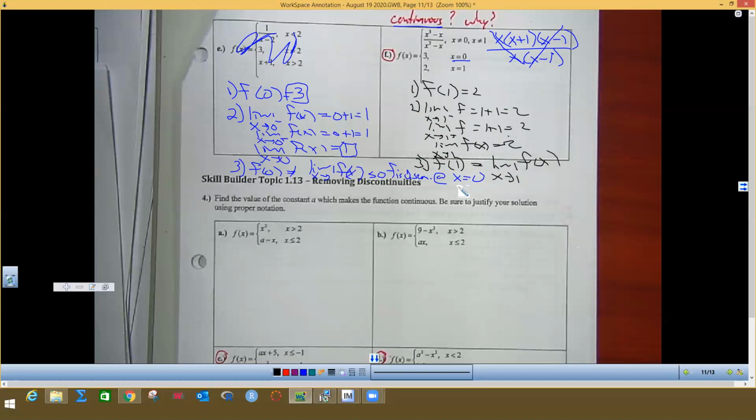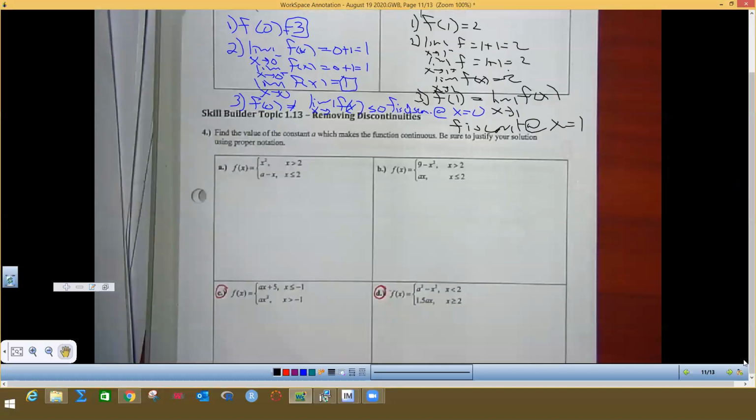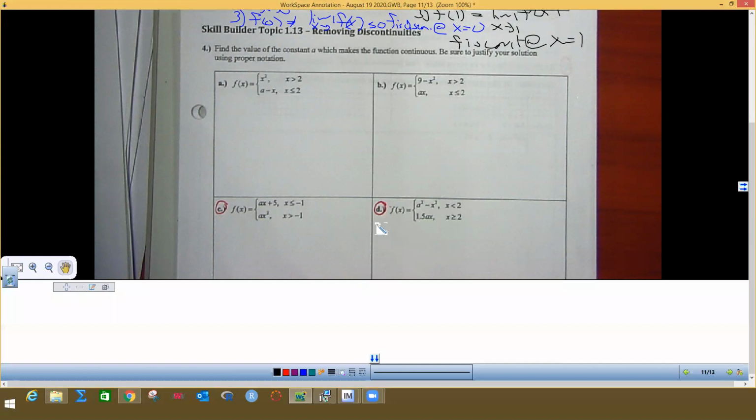So we would say f is continuous at x equals 1 for that same problem. Coming down here to the bottom part, somebody wanted to see this problem. This says we have to find a value of a that will make this continuous. So we're going to do the same thing we just did up here, but down here. Step 1 is fine.